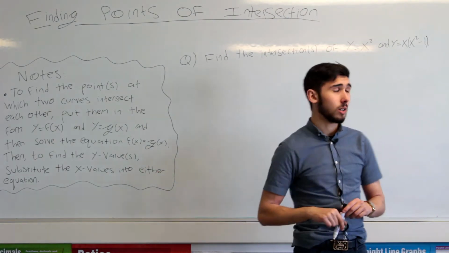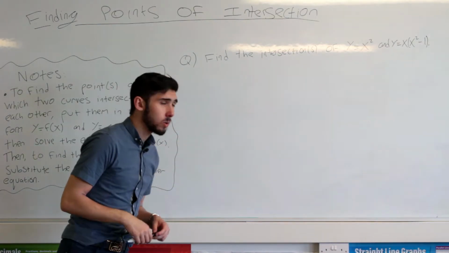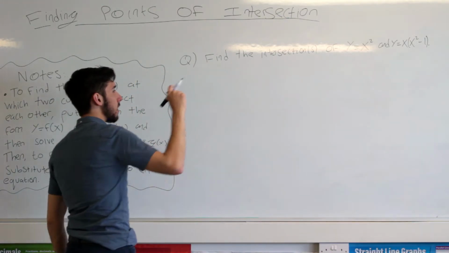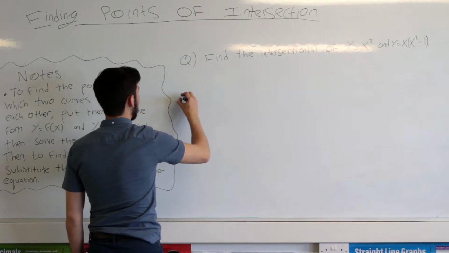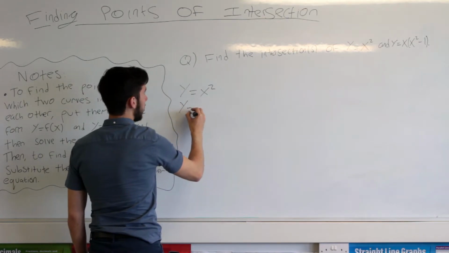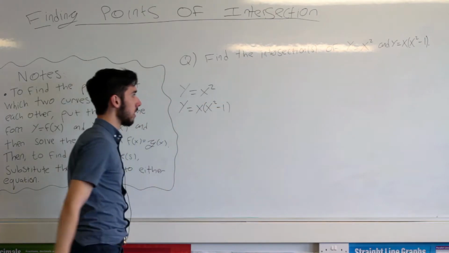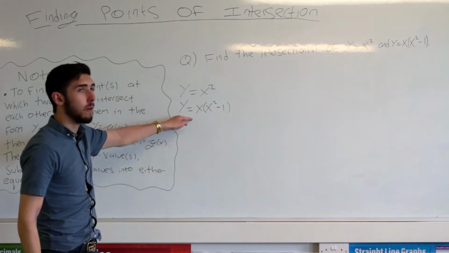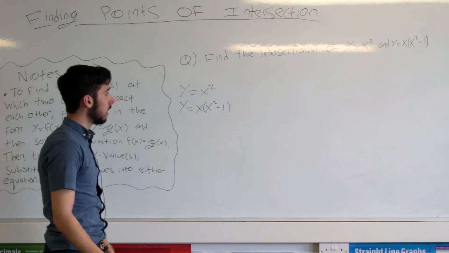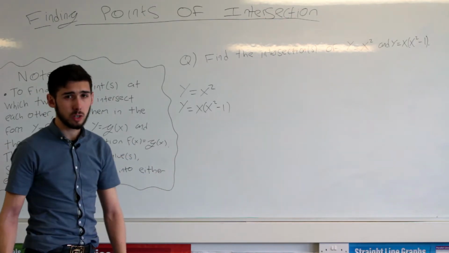Let's take a look at a question. We want to find the intersections of y equals x squared and y equals x times (x squared minus 1). I know the lighting is all funny over here, so I'm going to rewrite it for you. This is y equals x squared and y equals x(x squared minus 1), like this. We want to find where these two curves intersect each other. We could draw a graph and just eyeball it and go, oh, I think it's about that, or we can actually solve this thing.